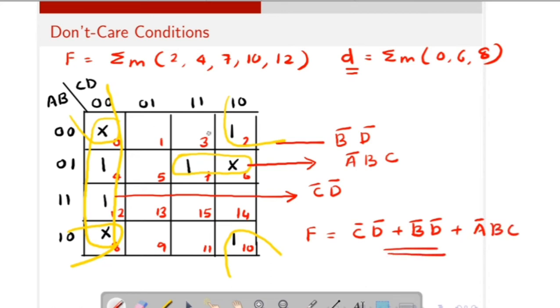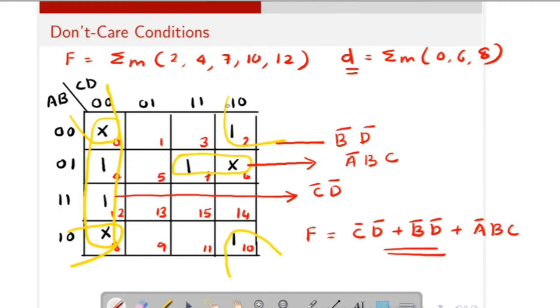Okay, so in this case we consider don't care also for grouping. But it is not necessary to group all the don't cares. Take only those don't cares that are necessary for grouping with ones. Leave all other don't cares as such. It is not necessary for grouping all the don't cares. That point you should remember.